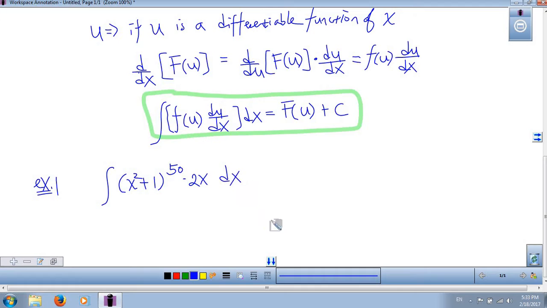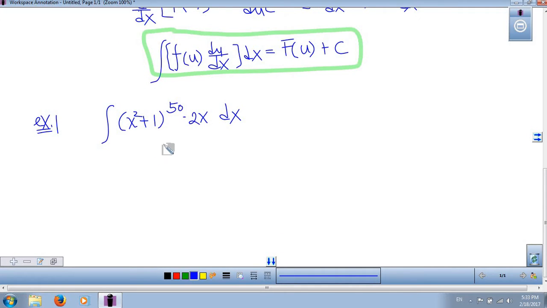Alright, so this looks like a very complicated expression. It says x squared plus 1, quantity to the 50th power, times 2x, dx. Now, if we don't know how to use u substitution, we would have to expand this to the 50th power and then multiply by 2x, and then integrate each individual term. But that is not very efficient, so we would rather not do that.